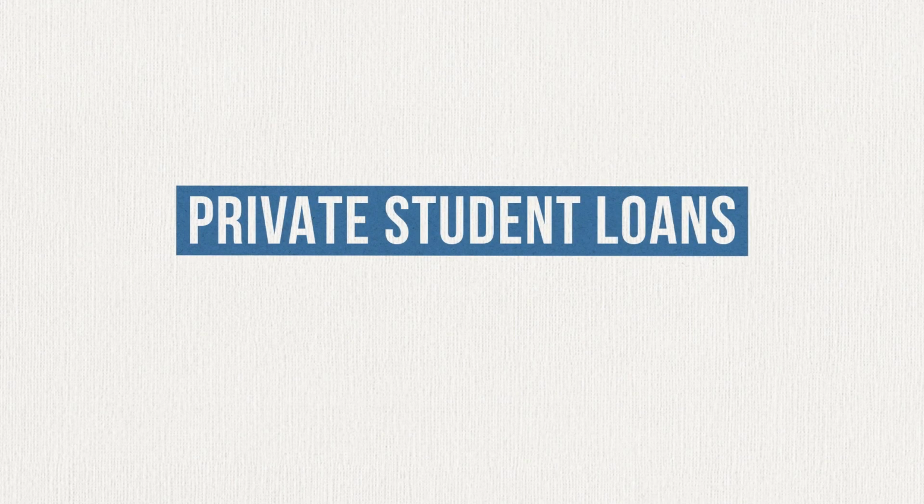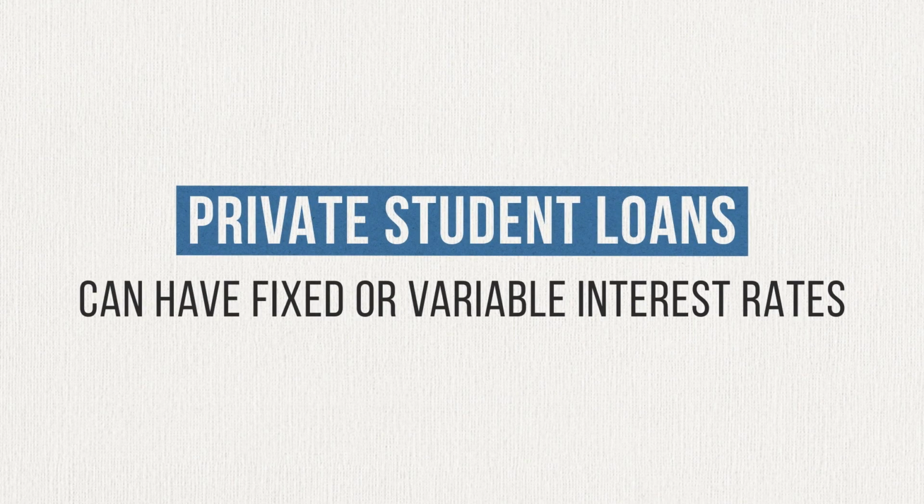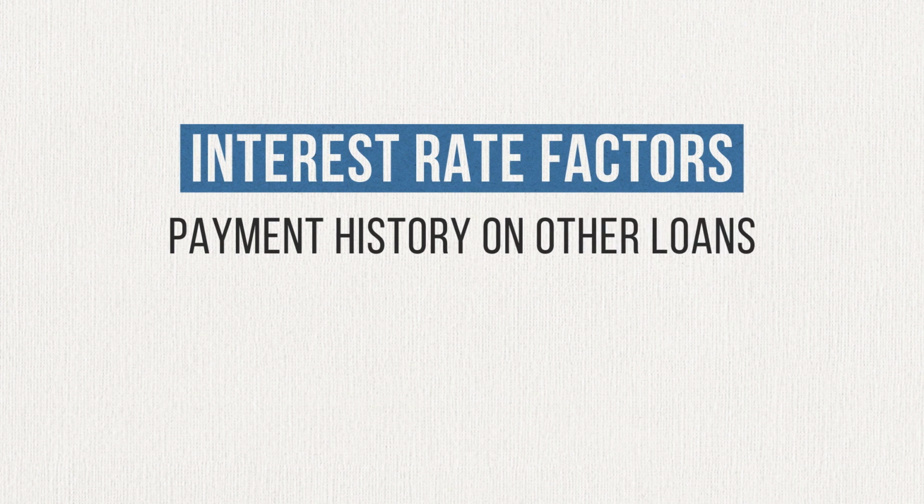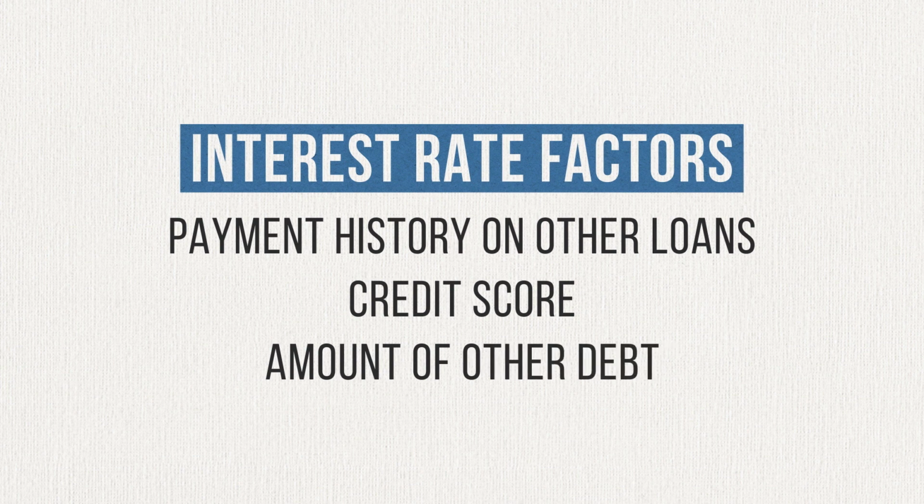Private student loans can have either type of interest rate, fixed or variable. When you apply for a student loan with a private lender, you may be offered a choice like I mentioned earlier, or they may only offer you one option. Unlike federal student loans, the interest rate on private student loans is not set by the federal government. It's determined by the lender. The interest rate you're offered on a private student loan is based on factors like your payment history on other loans, your credit score, and the amount of other debt you currently have.